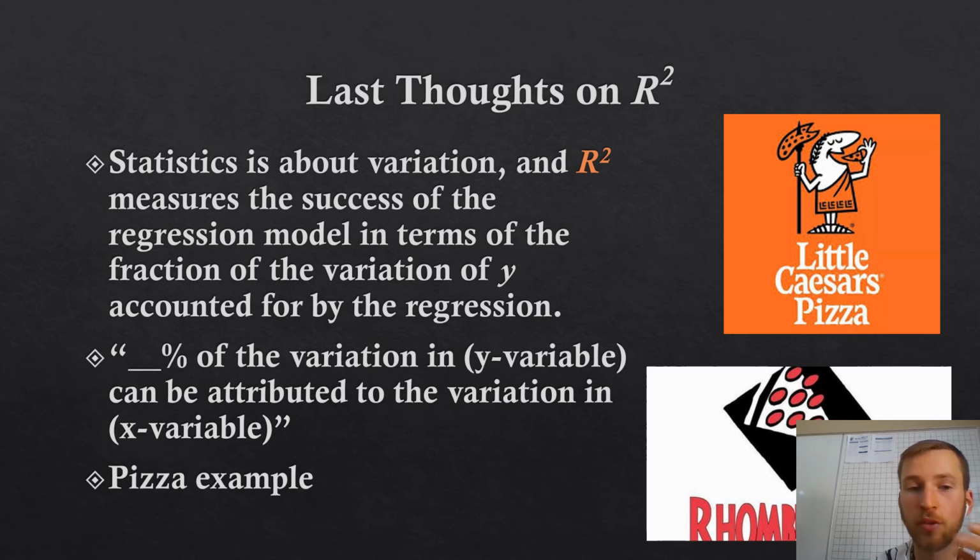Okay, so that script that we're talking about, what you need to be able to interpret R squared as is blank percent, or R squared percent, of the variation in our y variable can be attributed to, or can be explained by, the variation in our x variable. The next time you're in class, I will give a pizza example, and I really do think that this will help clear things up for you guys.